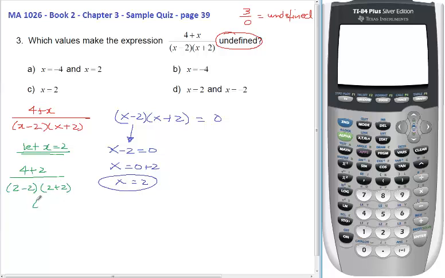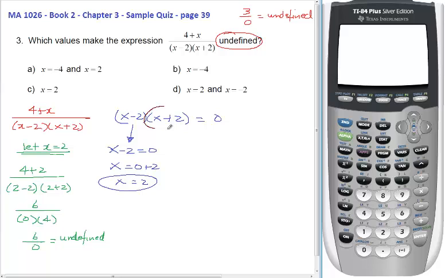So on top, the numerator is 6. On the bottom, the first factor will be 2 - 2, which is 0. The second one is 2 + 2, which is 4. But 0 times 4 is still 0. So look, 2 will make this expression undefined. So when you have more than one factor being multiplied, you have to consider every factor, right?